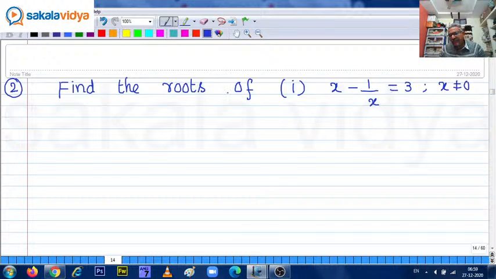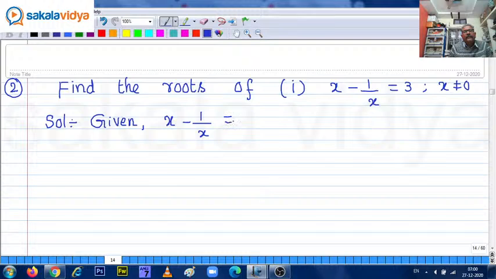If you observe, generally we suppose that it may not be a quadratic equation, but absolutely it's a quadratic equation, related to the quadratic equation only. So let us solve it now. Now the solution. Given, x minus 1 upon x equals to 3. So first we need to construct a quadratic equation.